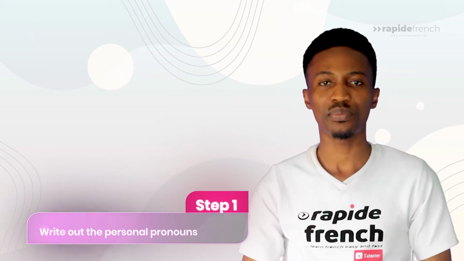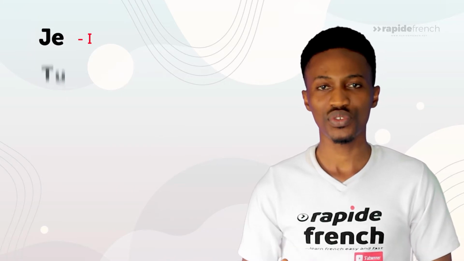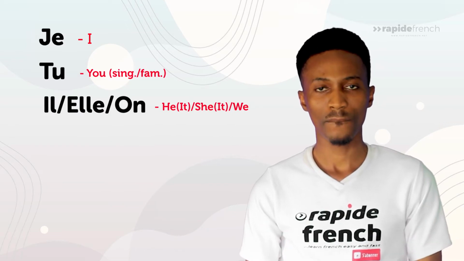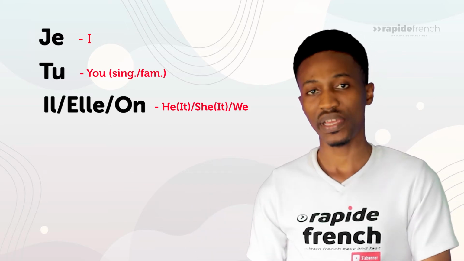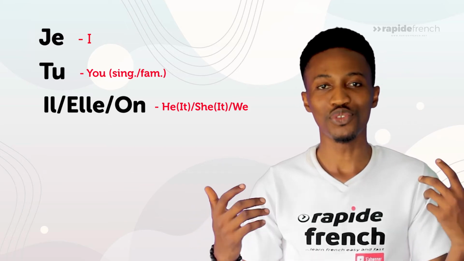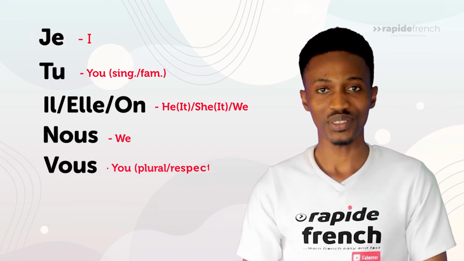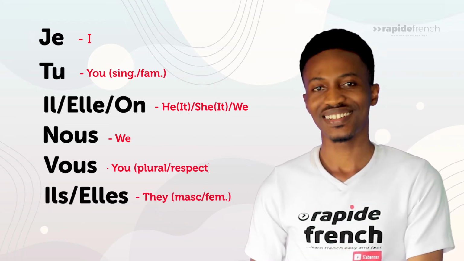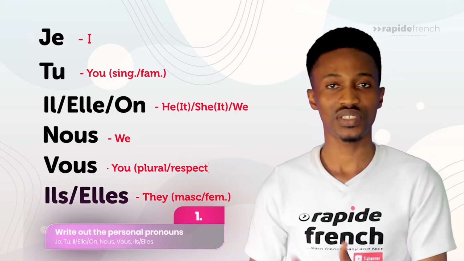Step 1. Write out your French personal pronouns. In French, we have je, tu, il, elle, ou on. On can mean one, we, or they, depending on the context. Then we have nous, which means we. We have vous, which means you, plural, or respect. And we have ils, elles. The first step is to write out your personal pronouns just like this.